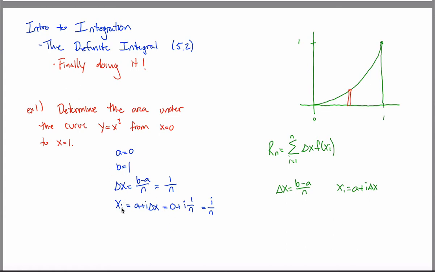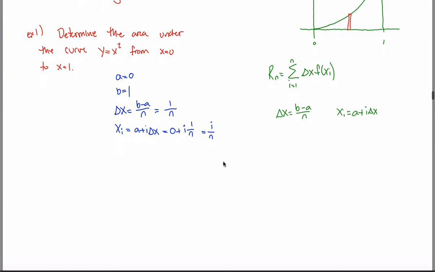I have delta x and I have xi. I can use this formula. I could figure out Rn. R sub n is going to be the sum from i equals 1 up to n of delta x. Well, I don't need to write delta x because I know delta x is 1 over n, times f of xi. Well, xi is i over n, so maybe I'll write this in 2 steps for you. F of xi would be f of i over n. Wait, what's f of i over n?